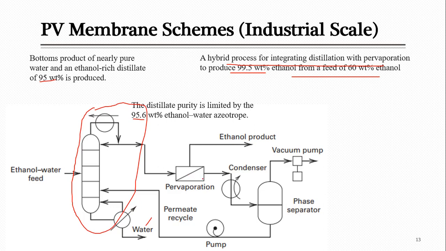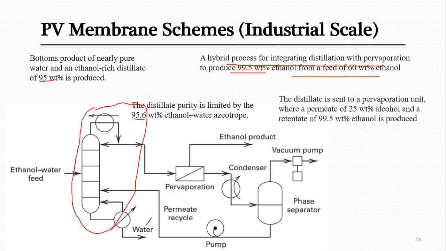This membrane is hydrophilic, which allows water to pass through, and the retentate will be the ethanol. So the distillate is sent to the pervaporation unit, and your permeate is 25 weight% alcohol. Majorly water will pass, but some alcohol is still lost through this membrane, so the overall permeate composition is 25 weight% alcohol and 75% water, while the retentate side is 99.5% pure ethanol, which was your requirement. So with the help of this membrane you can achieve this separation.